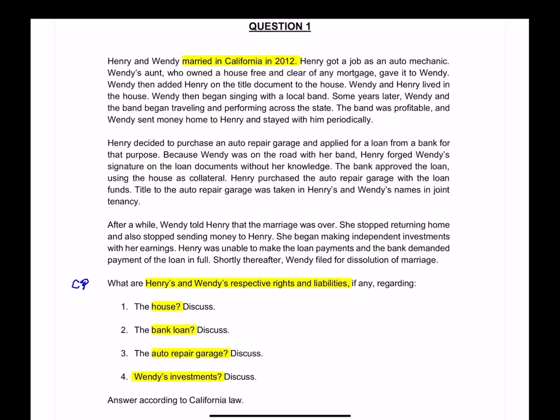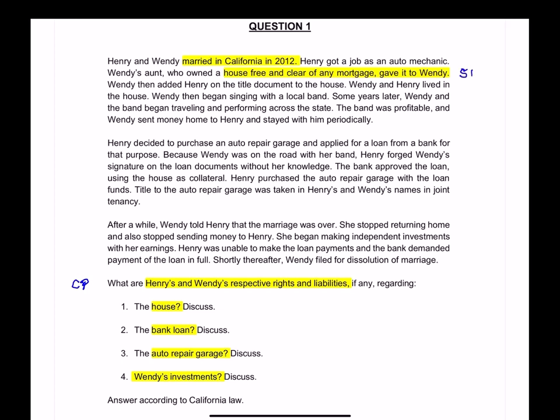Wendy's aunt, who owned a house free and clear of any mortgage, gave it to Wendy. So this is a gift. That invokes the general rule about separate property. And you know, in any community property essay in California, you're going to need those general rules about community property and separate property. So the presumption is that something acquired during the course of the marriage through the skill and effort of the spouses is community property, and that property acquired before marriage or after permanent legal separation or by gift or inheritance, and all the profits from those sources is going to be separate property.